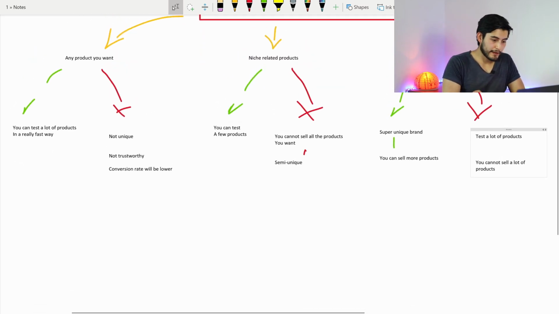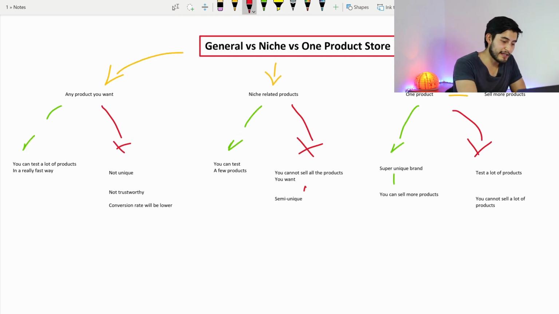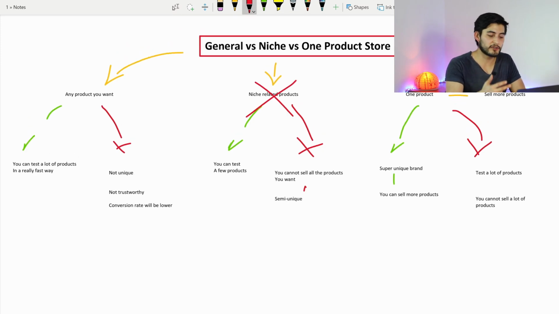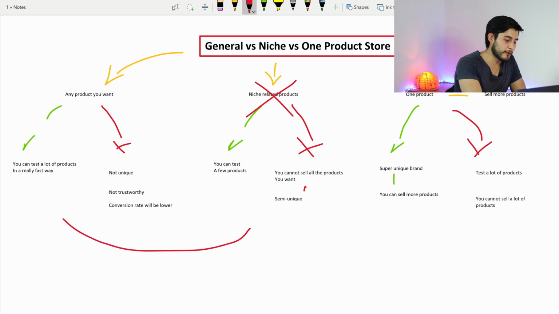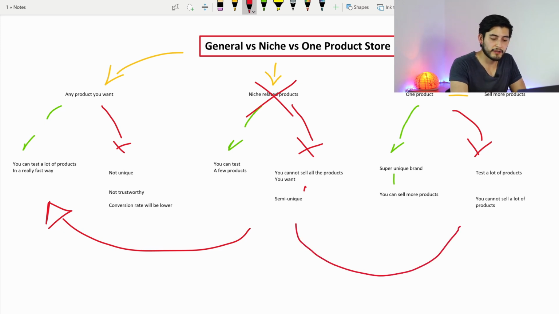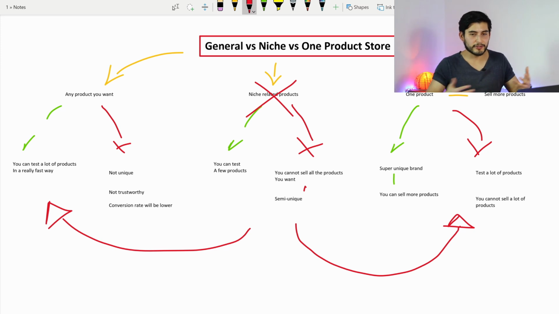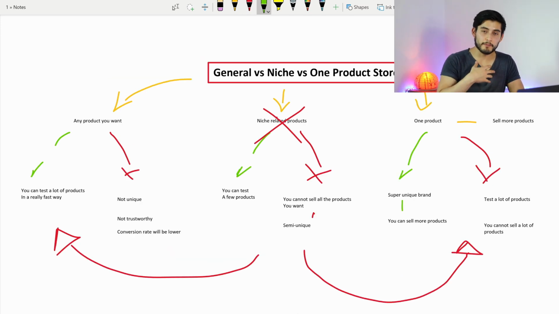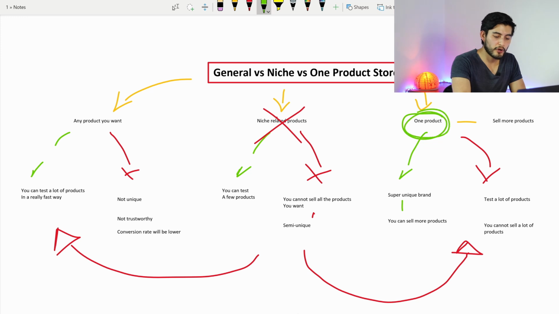But now, here guys, in my opinion, a niche store is not the best option because you are not going to be able to test a bunch of products like with a general store, and you are not going to create a super unique brand like with a one product store. So to me, it doesn't make sense to have a niche store if you're not going to be able to test a lot of products again, and if you are not going to be able to create a super unique business. So basically guys, for all of these reasons, in my opinion, creating a one product store will be the best option for almost everyone.